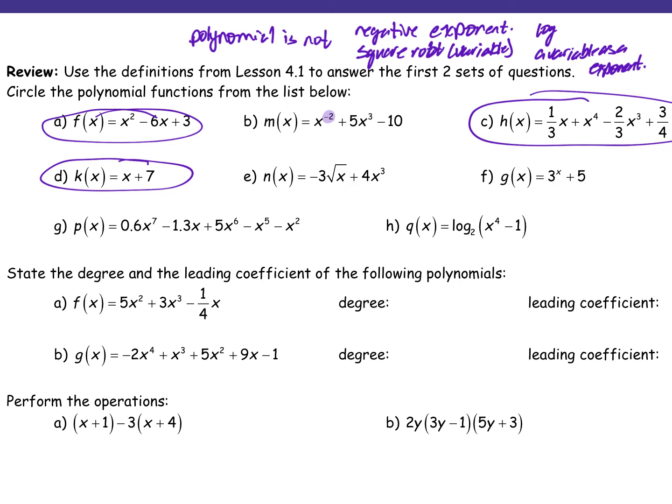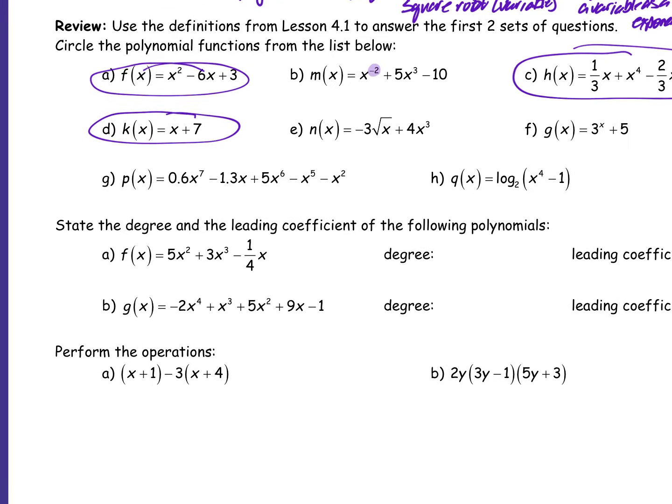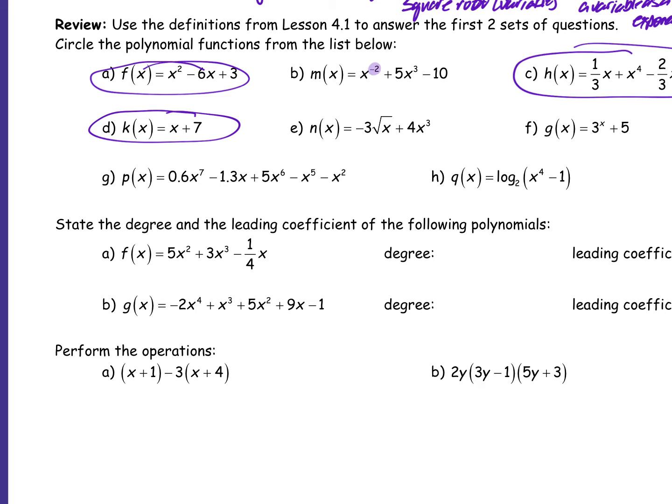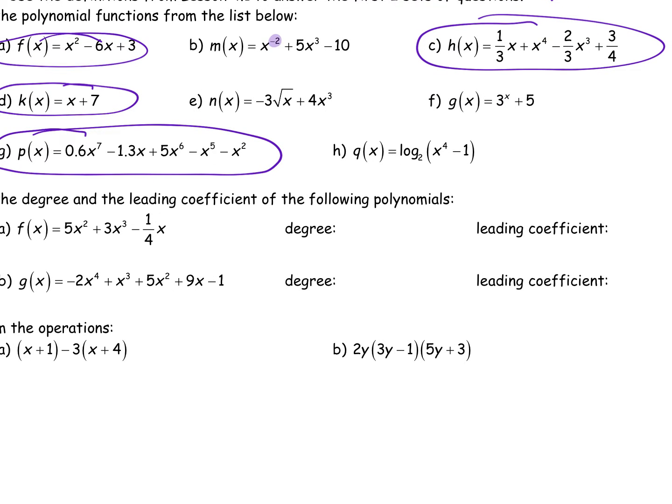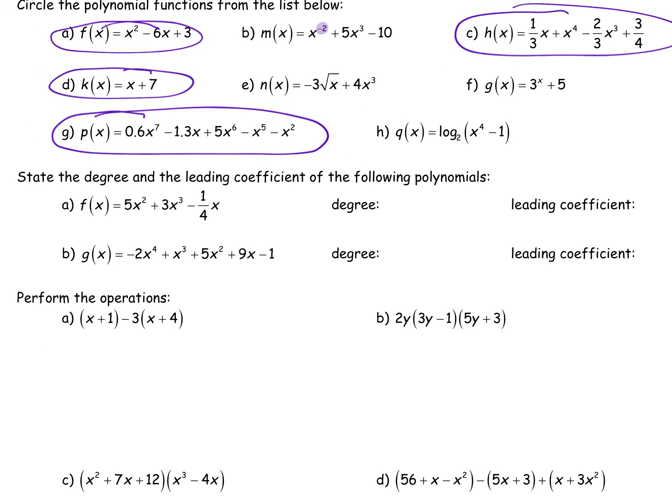No, because the x is a square root. So that's a no. F? No, because the variable is the exponent. So that's a no. G? Yep, because it doesn't have any negative exponents. Very good. All the exponents are positive whole numbers. And H? No, because it's a logarithm. Good. Are we okay with that? Does that make sense now?